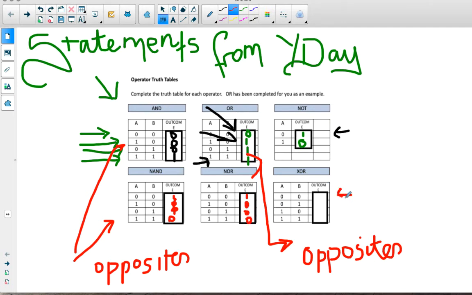The final thing is an exclusive OR. An exclusive OR means it has to be one or the other. You can't have both. Therefore, a 0 and a 0 is still 0. A 0 and a 1 is a 1. A 1 and a 0 is a 1, because it can either be one or the other. However, when you have 2 1s, unlike the OR gate, this is a 0.